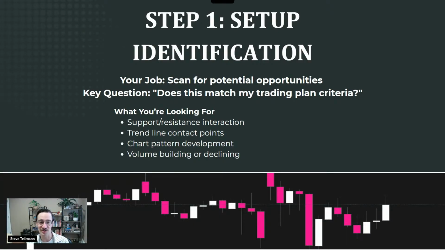Essentially, I boiled it down to the basics of my trading strategy and what I'm looking for. I'm looking for support and resistance interaction. I want to see how prices respond to key levels. I want to see what is developing in terms of trend lines. Is it testing multiple trend lines in the same way that it tests a support or resistance level, and kind of coiling under it, cooking it, or rejecting off of it?